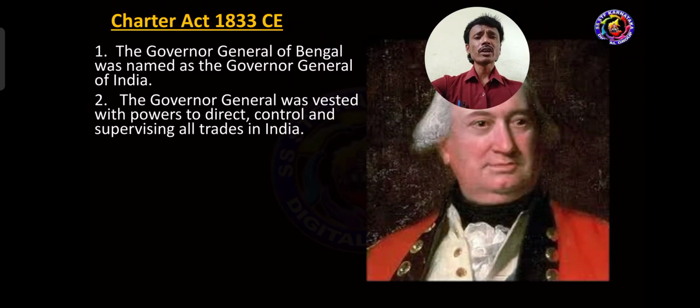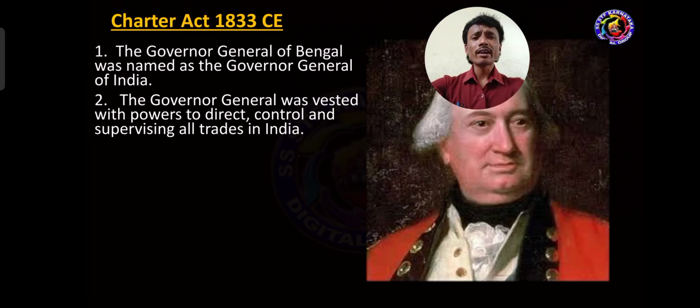This is the Governor General's picture, and the Governor General had a power. What type of power? In case any problems came into existence between the states, or between the presidencies, he had the power to direct them.